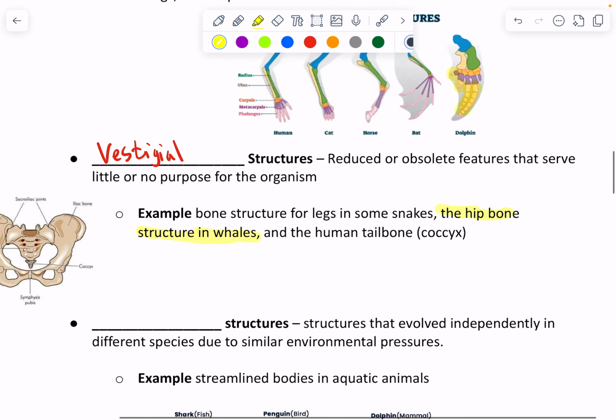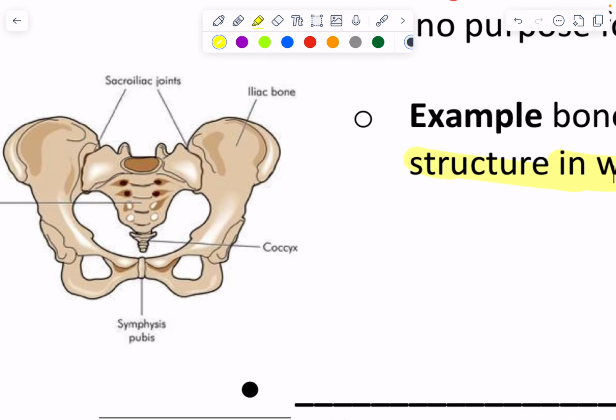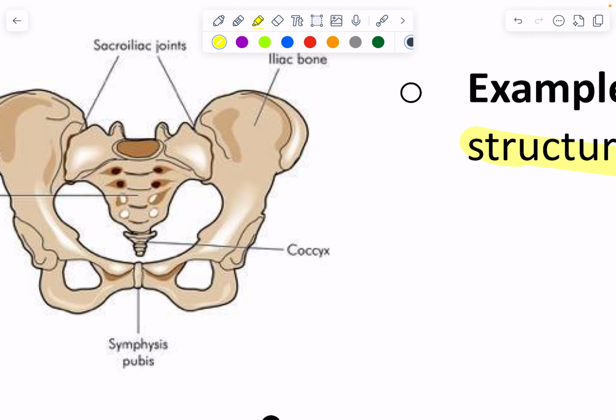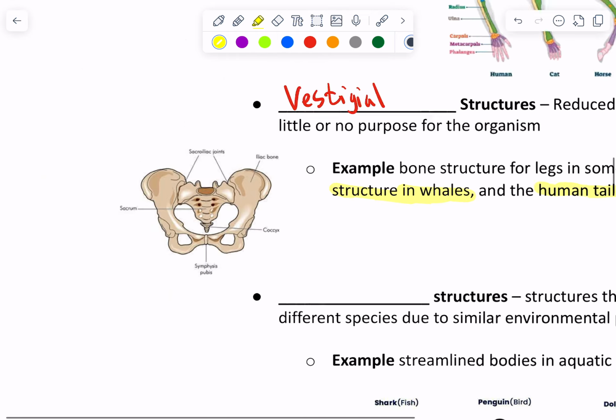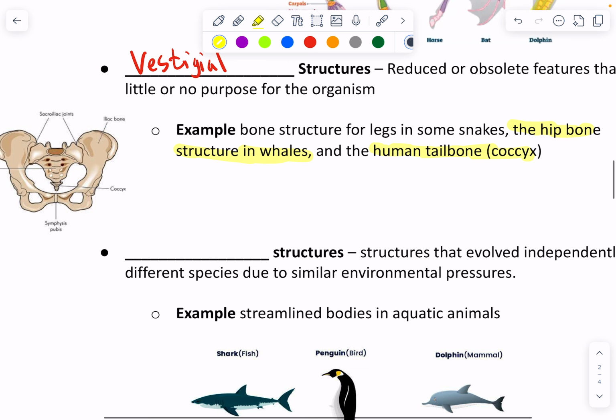And then humans have them as well, right? Tailbone, right? So we have this area by our hips where common ancestors like primates or monkeys and chimps have a tail coming from here. And so we no longer have that, and so it's just called a vestigial structure.